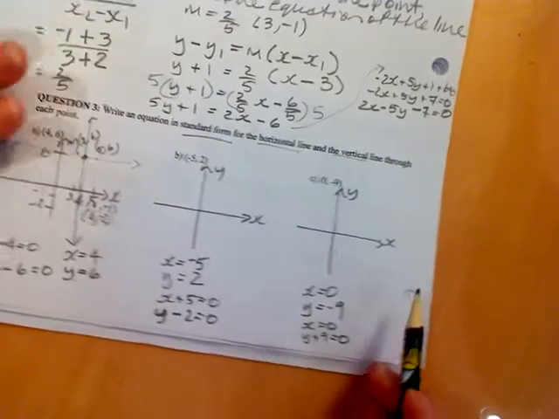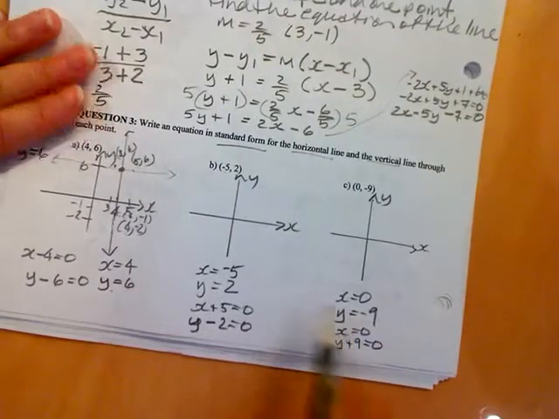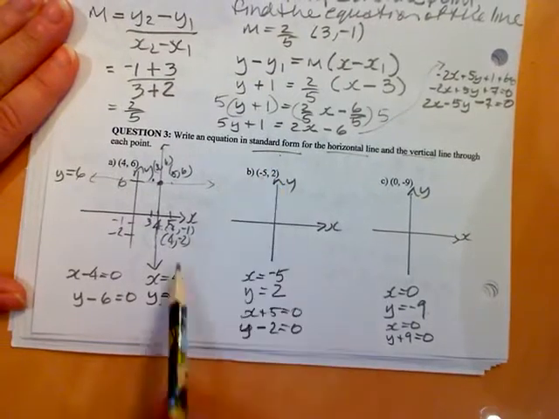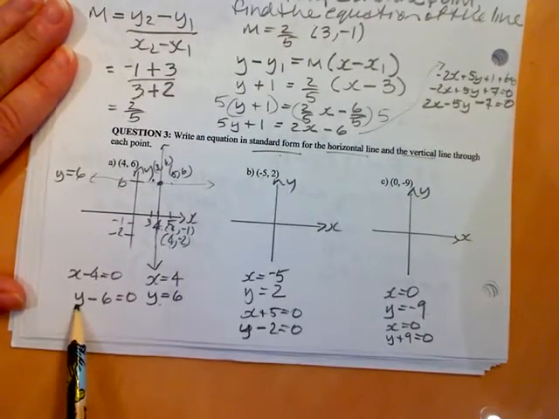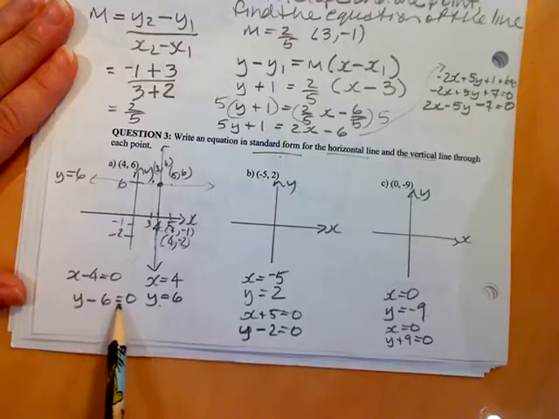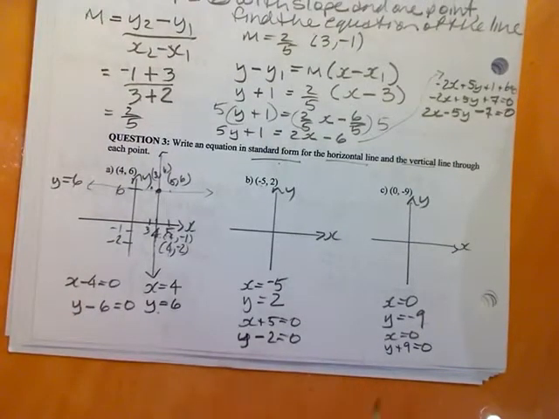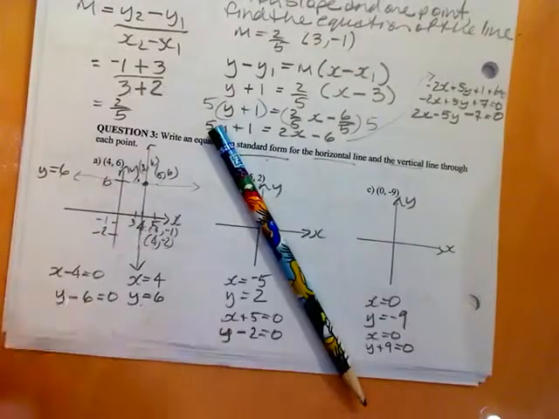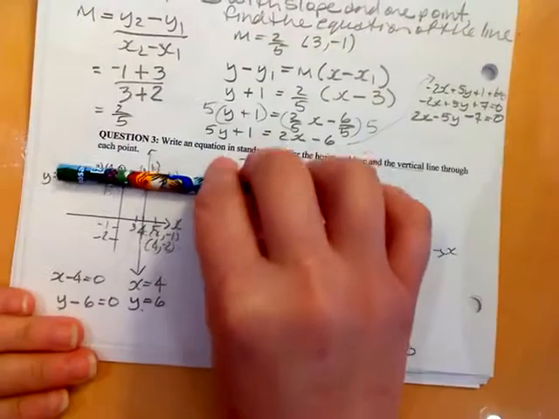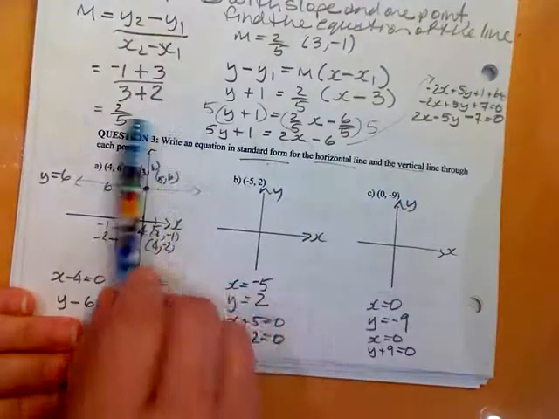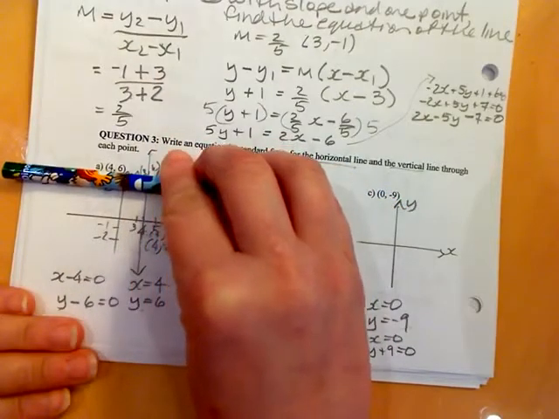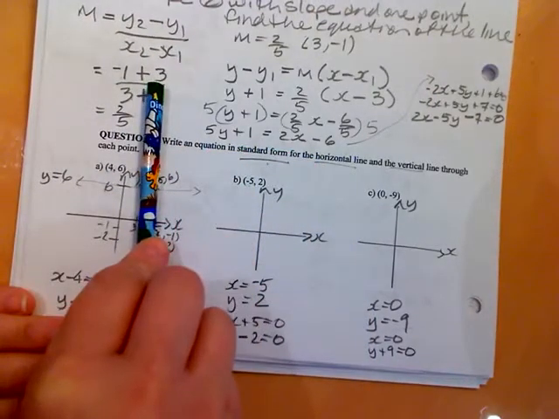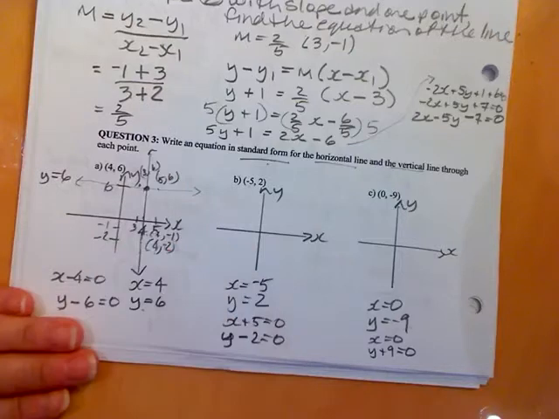So normally we write these equations in this format, but this question specifically asked us to write it in standard form. And standard form is bring everything over to the left side and put it in order of x, y, constant equals 0. And you'll notice lines on an angle have an x and a y, but lines that are totally horizontal only have a y, and lines that are totally vertical only have an x. And there's the proof right there.